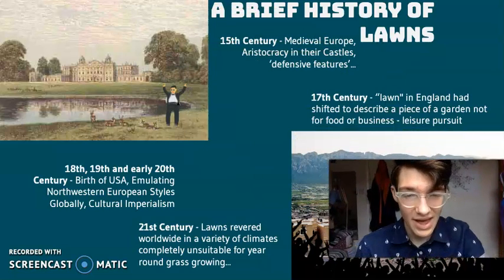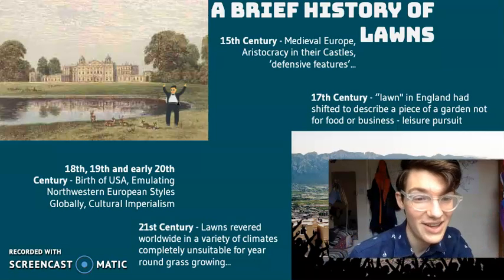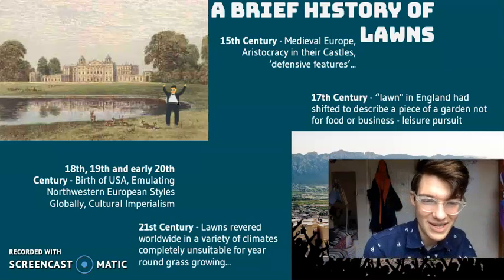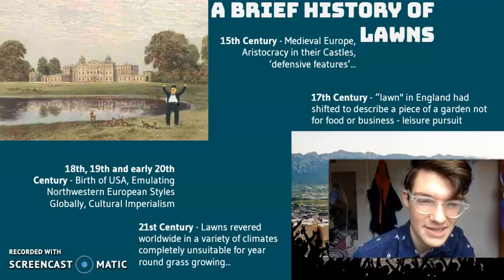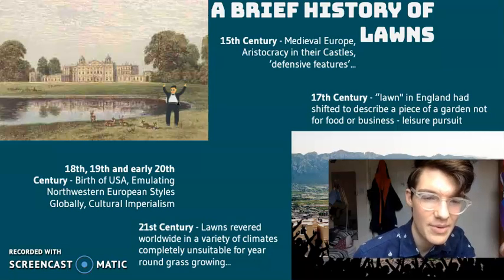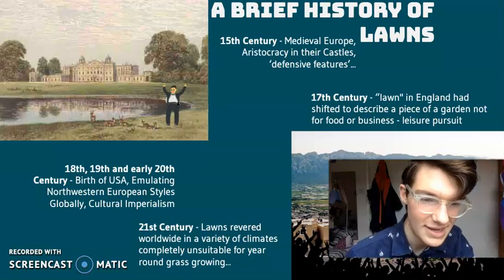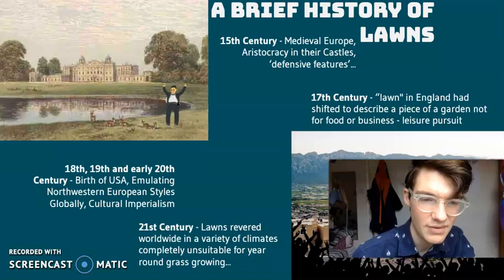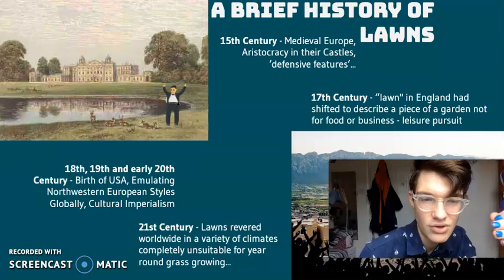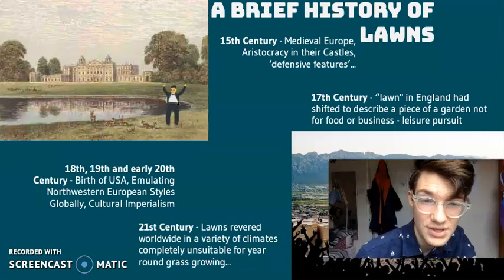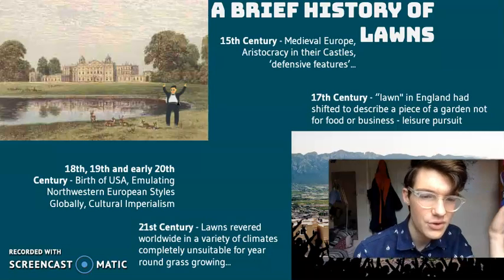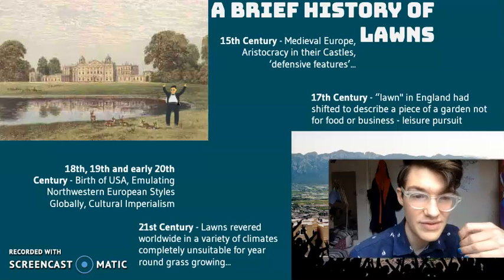In the 15th century, that's when lawns first began, as my research suggests. They were originally just large expanses of short grass, and they were defensive measures for aristocrats in their castles and their keeps in this northwest part of Europe. And by the 17th century, ideas about lawns had progressed from a piece of land which had some sort of utility, food benefit or business or even defensive benefit.